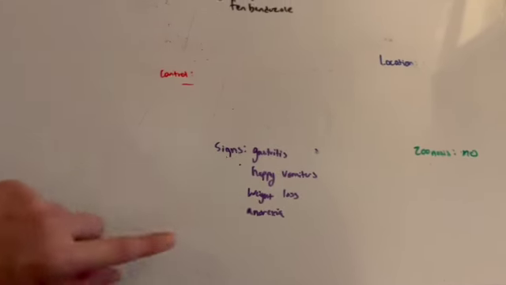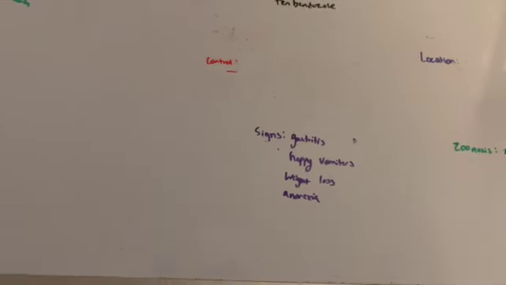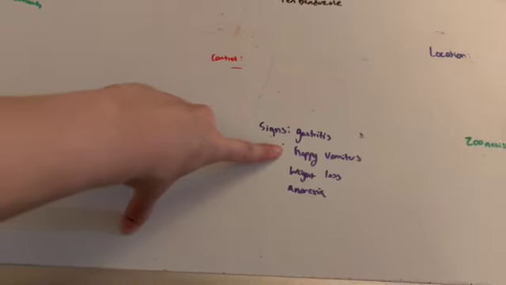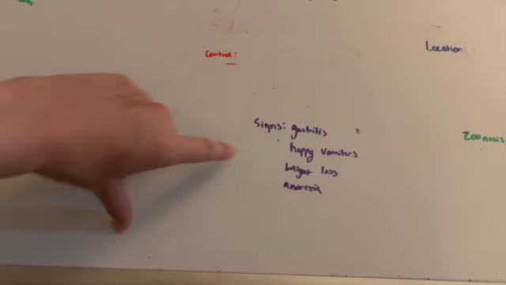It's not zoonotic, and its signs, there's not going to be any diarrhea. There's going to be gastritis. These tend to be your happy vomiters, weight loss, and anorexia.